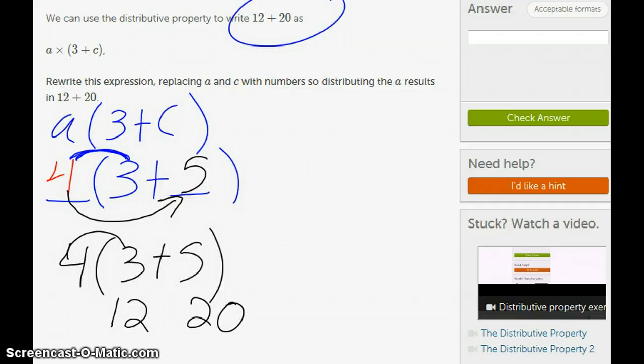20. 4 times 3 is 12. 4 times 5 is 20. So I get the 12 plus 20. So typing it in over here will be 4 and 3 plus 5.